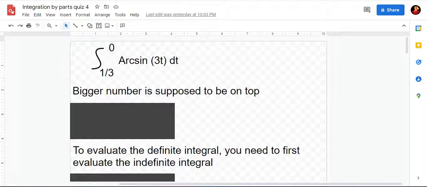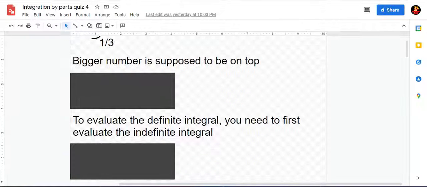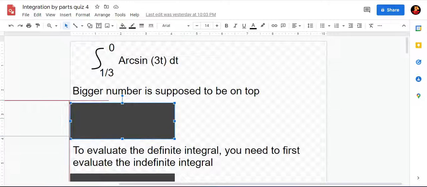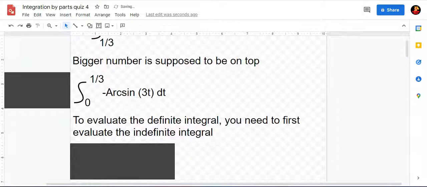Today we're going to be going over question number 3 of the integration by parts worksheet, and the problem is the integral from 0 to 1/3 of arcsine 3t dt. The first thing we have to do is put the bigger number on top, which means we just switch the 1/3 and the 0. Because of that, the expression becomes negative, and it turns into the integral from 1/3 to 0 of negative arcsine of 3t dt.